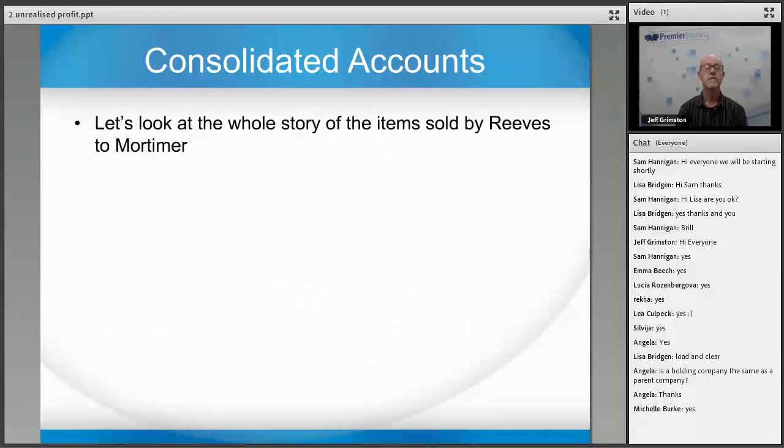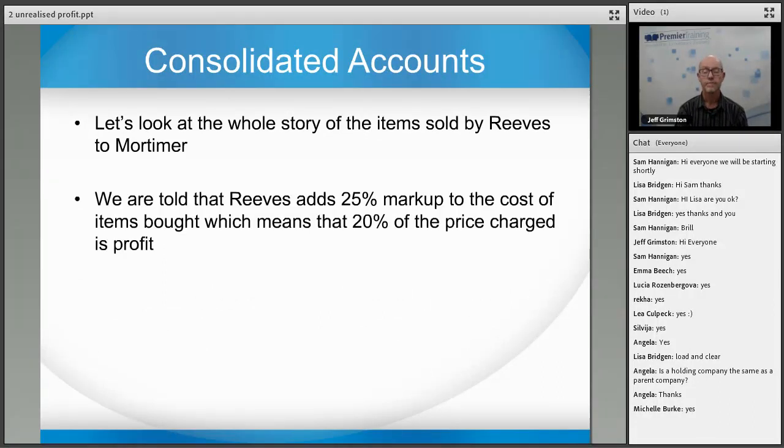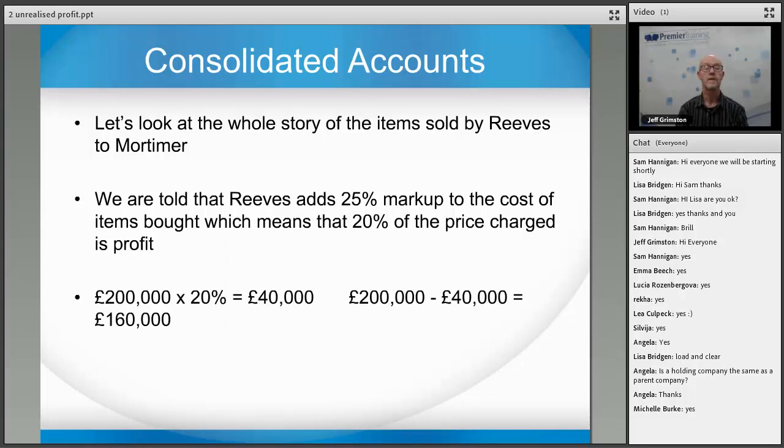So let's look at the story of these items again. We're told, and this is the kind of information that you will pick up in the notes, Reeves adds 25% markup to the cost of items bought, which, for those of you that are handy with markups and margins, and that is a topic for another day, means that 20% of the price they charge is profit. 200,000 times 20% means the profit included in that is £40,000. Take that 40 off, leaves 160, add 25%, sure enough, it's the same 40,000.